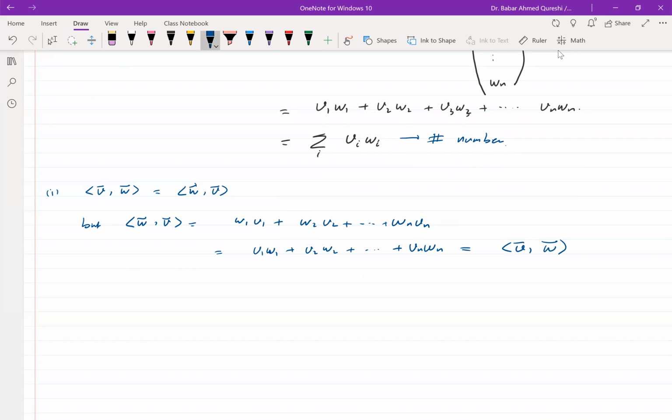Number two, by the way, you could have seen it through this as well. Since it's a number, if I take the transpose of a number, that's the number itself. So this is equal to its transpose, because it's just one single number. But now if I use the property of transpose, then I know that I have to reverse the order. And the transpose of a transpose is the thing itself. So this is just some cute technique using transpose.